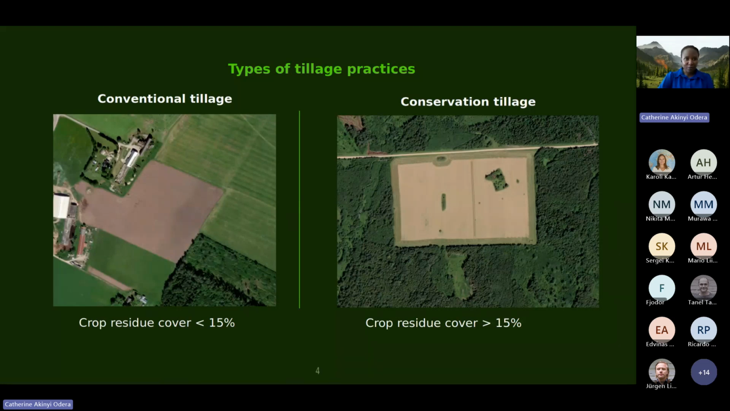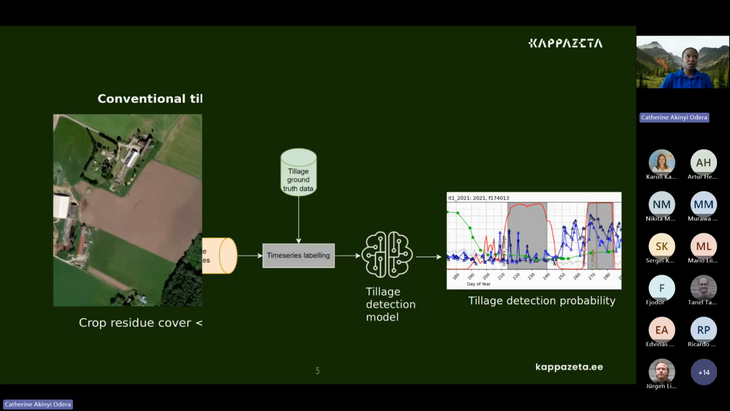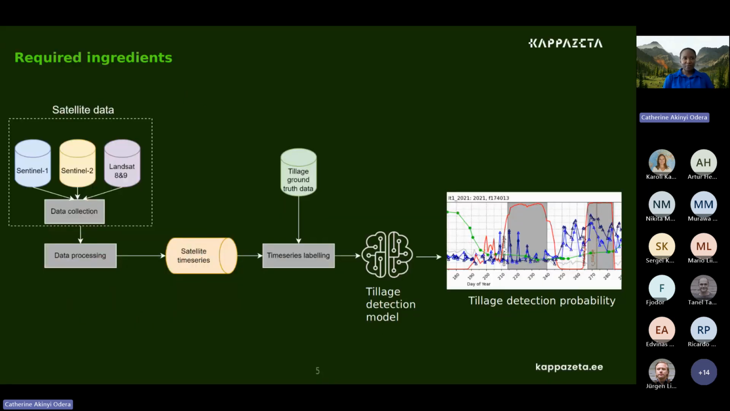So yeah, this is briefly the introduction, and now we'll move to the procedure that was followed in order for us to obtain the results that we'll be showcasing. For the satellite data that was used in this project, we used Sentinel-1, Sentinel-2, Landsat 8, and 9.